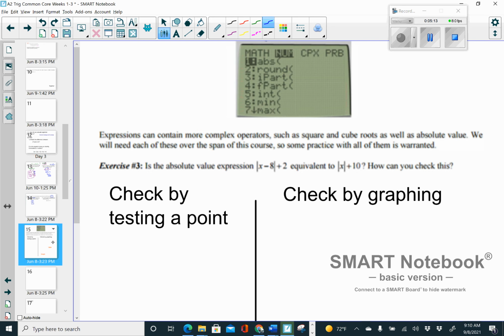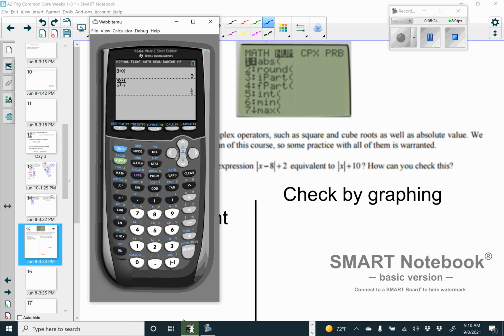The last thing that I want to show before I let you all go to work on your problems is how to get this absolute value symbol right here into the calculator. If I wanted to enter in this expression right here, absolute value of x minus 8 plus 2, I'm going to hit math, go over to num, ABS, which is option number 1, and now I get my absolute value symbol. So I'm going to do x minus 8. To get out of my absolute value, just to put the plus 2, I'm going to hit the right arrow, and I'm going to do plus 2. And then I can hit enter.